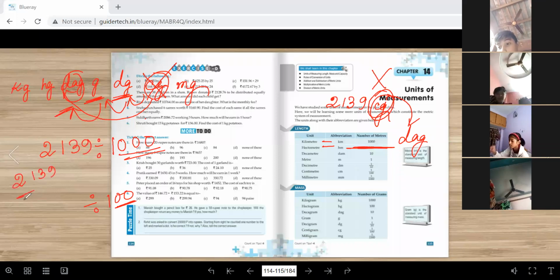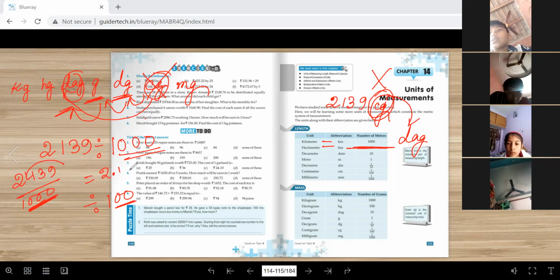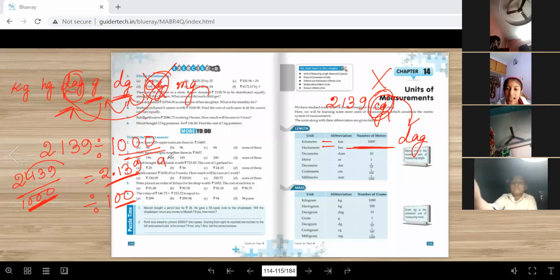2139 divided by 1000. How many zeros are there? This one we already did in decimals, na? Can you remember? Done in decimal. So 3 places to the left side. The answer will be 2.139 decagram. Yes or no? Understood? Okay.